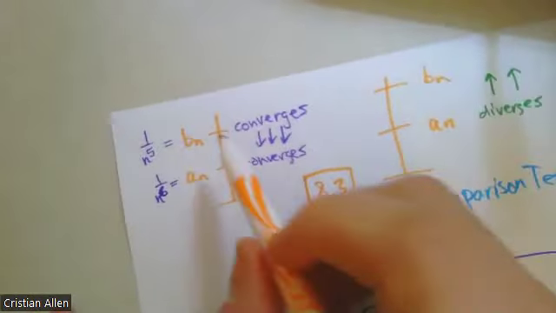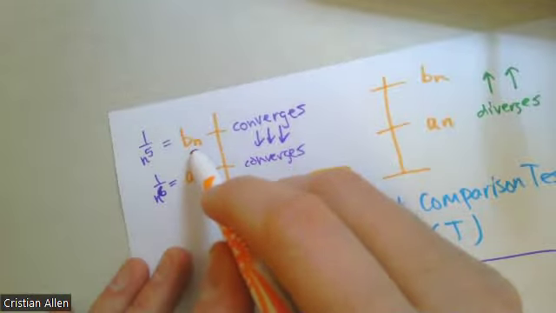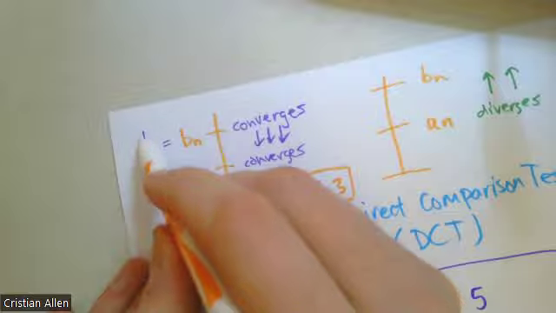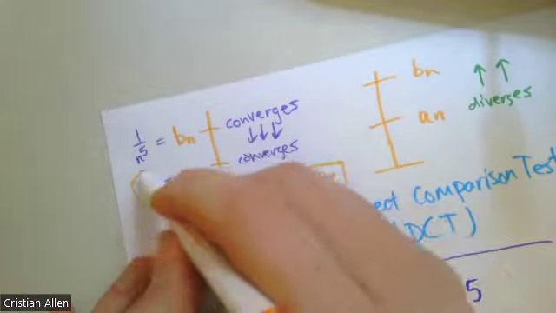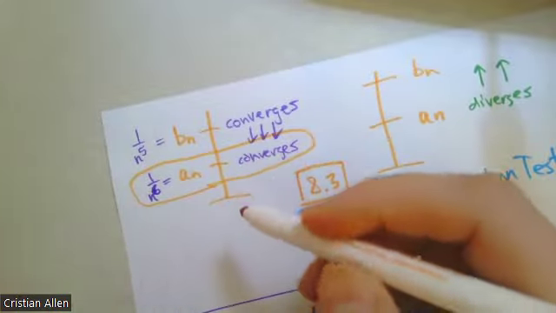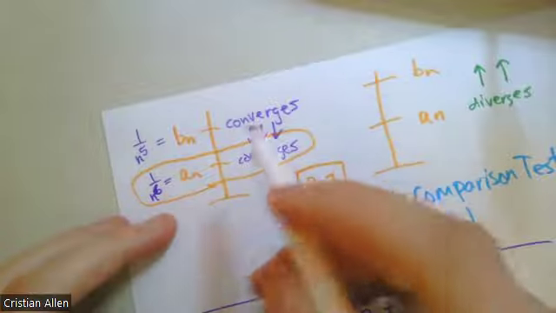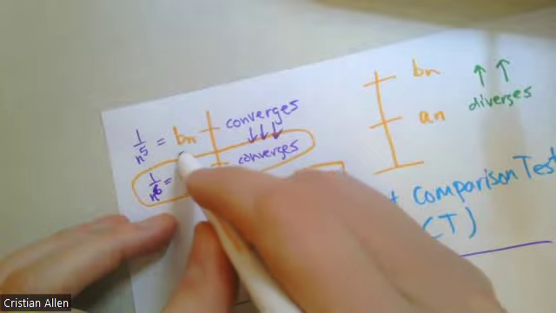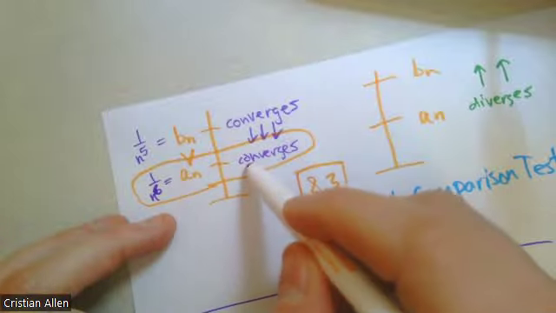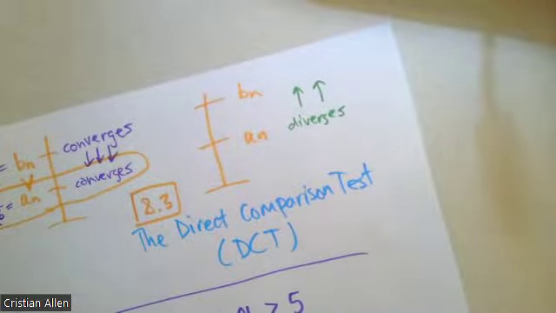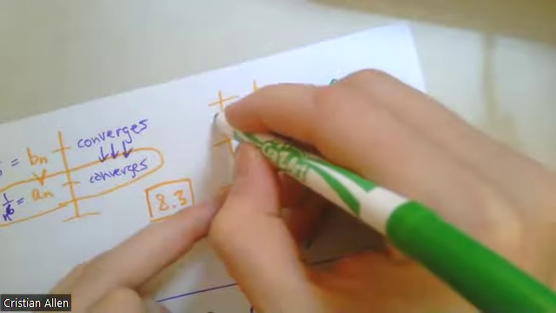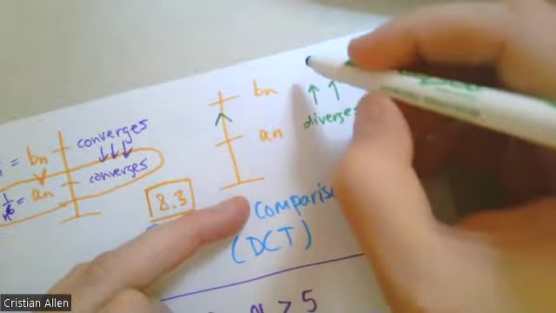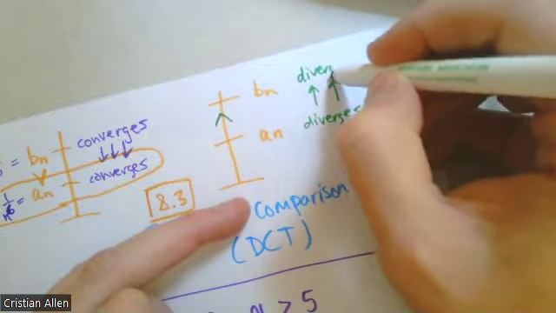Direct comparison says if you have something like Bn that converges, like 1 over n to the 5, and then you examine something that is smaller than that, where each term of the sequence is smaller, so we draw like a less than, then that's going to converge as well. On the opposite side of things, if you look at something that diverges and you have something greater than it, so something up is greater, then that's going to diverge.